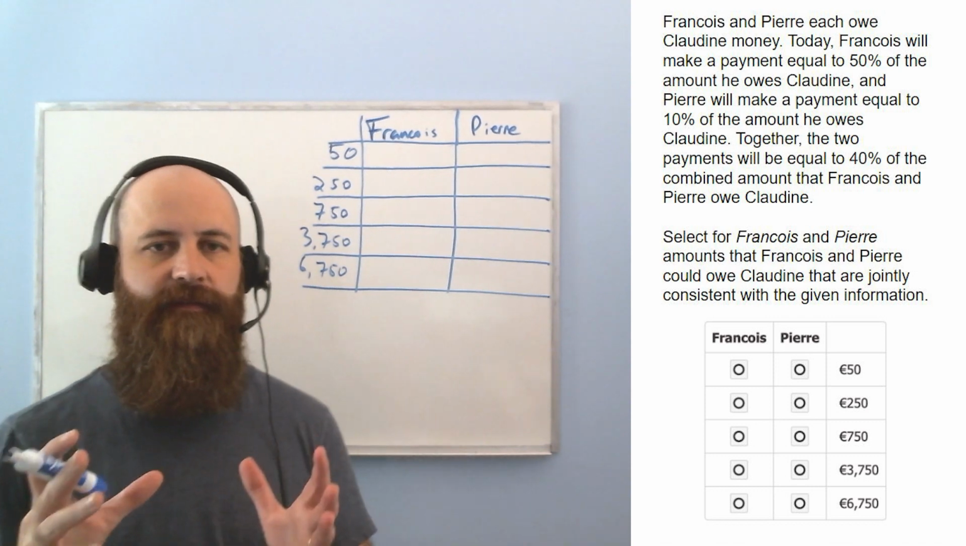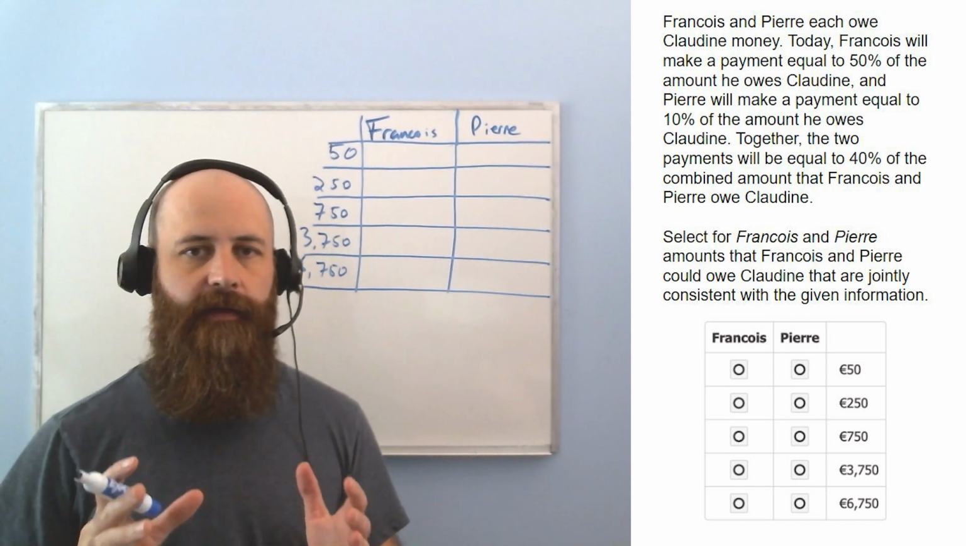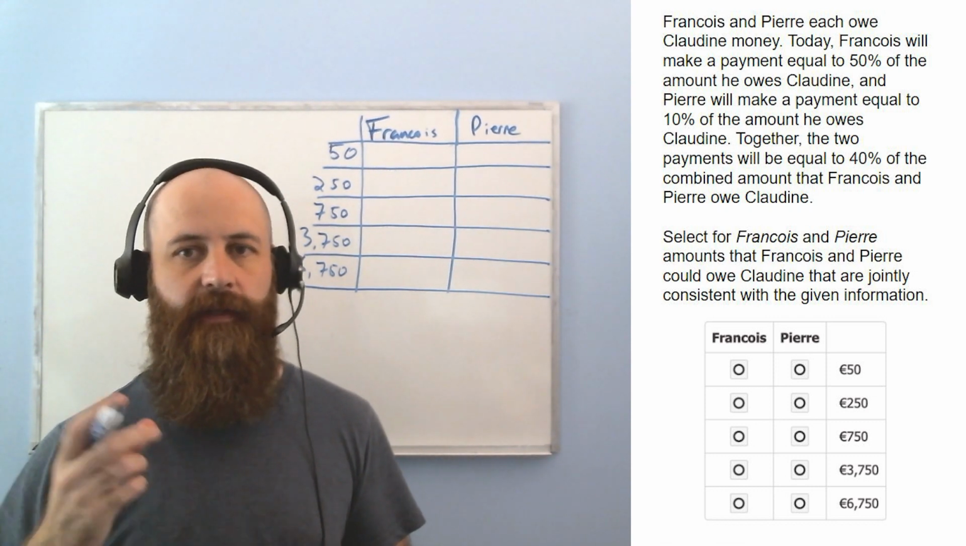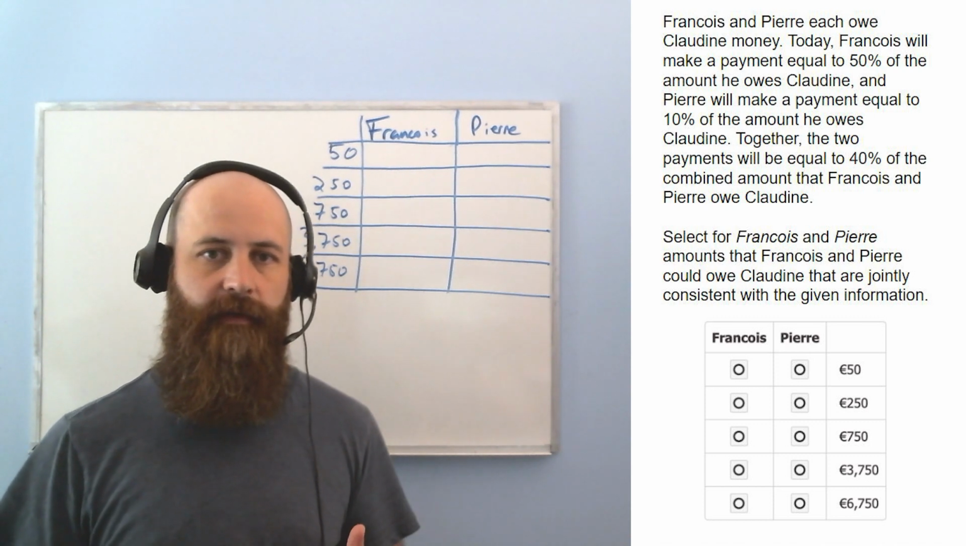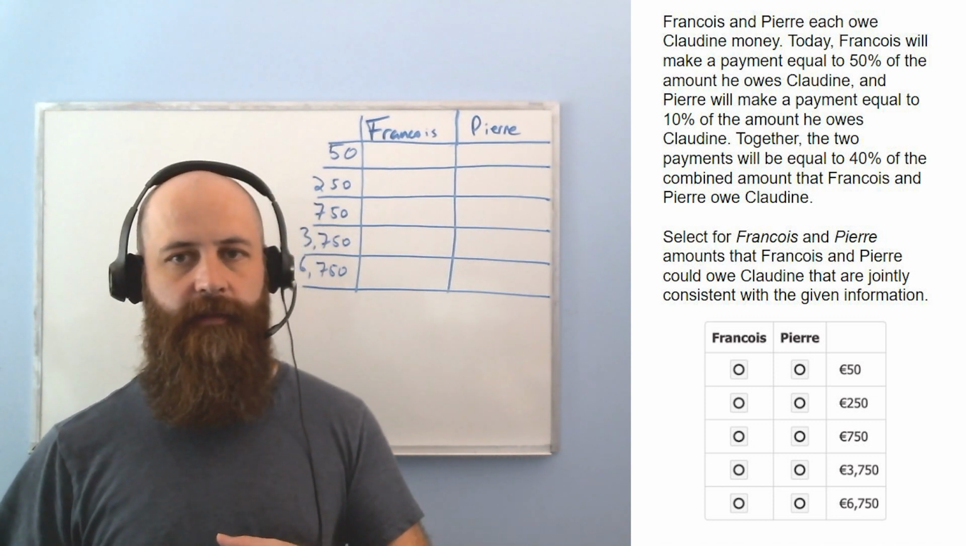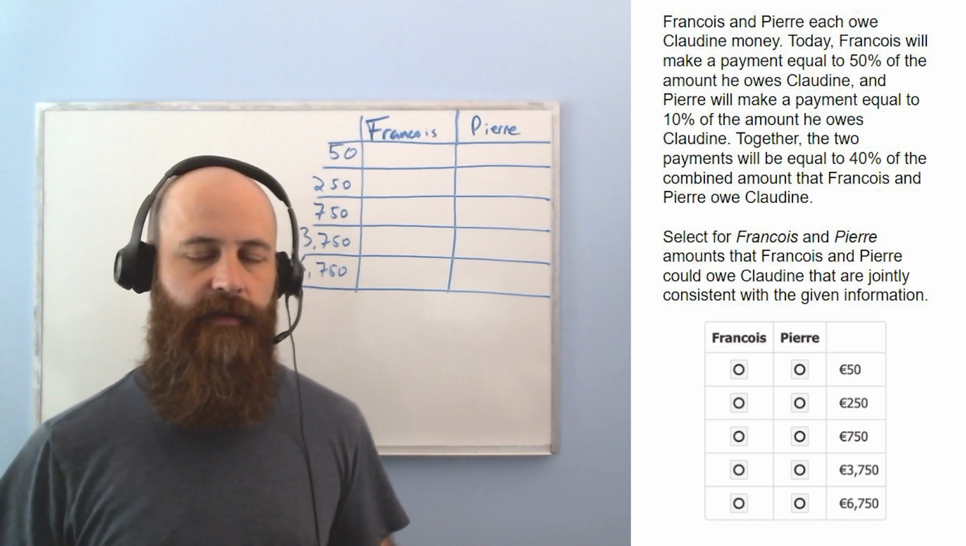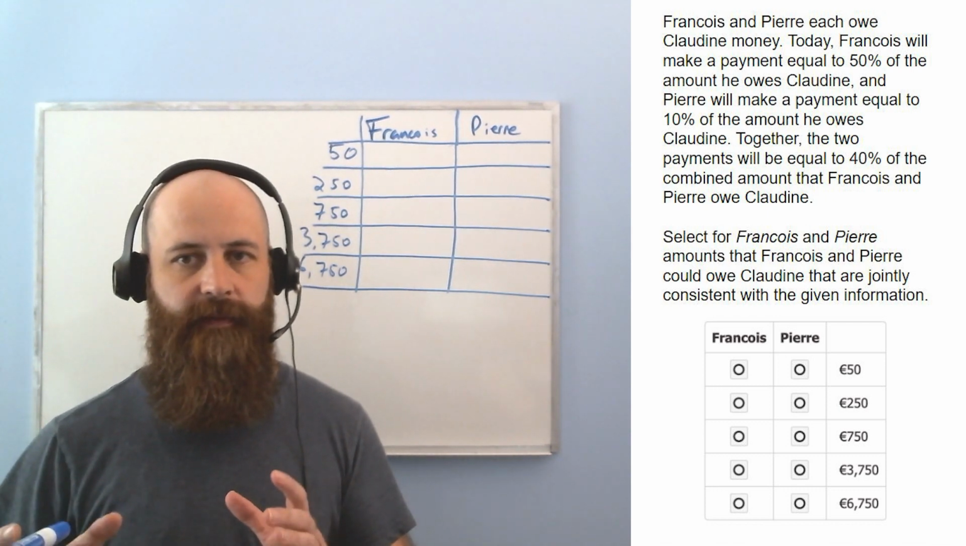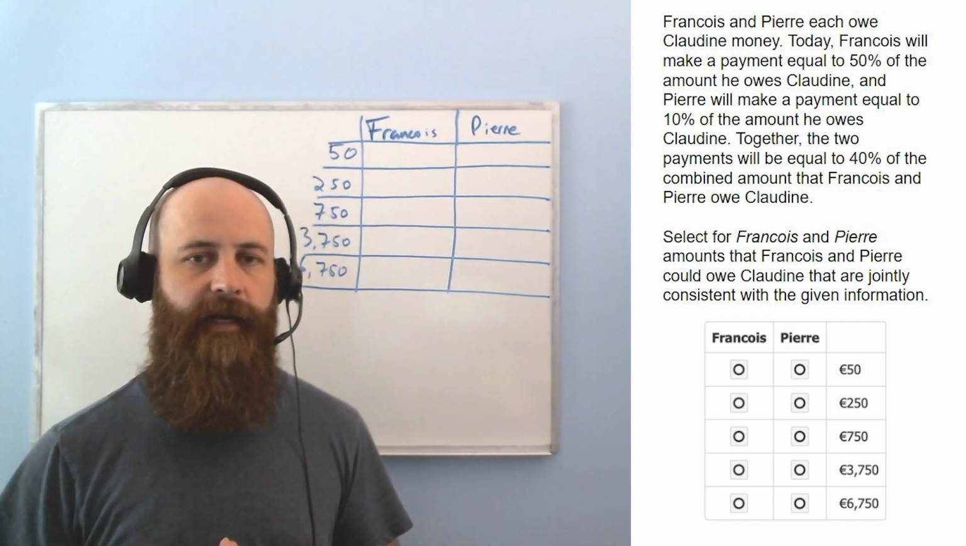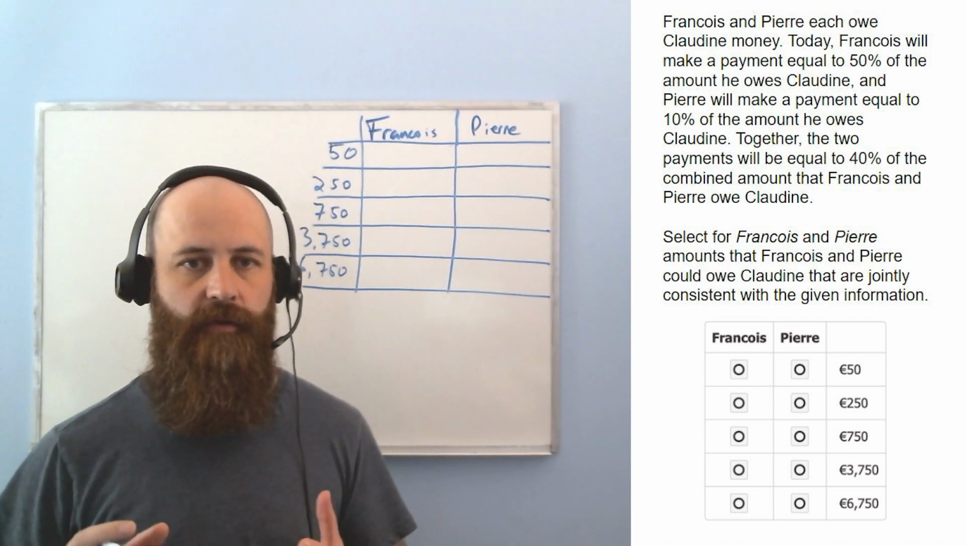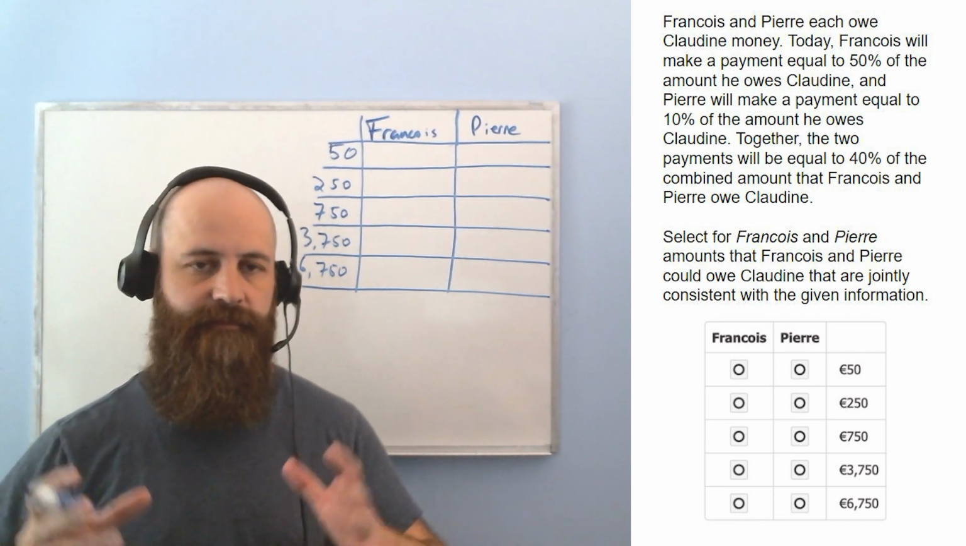All right, let's take a look at this first question. Francois and Pierre each owe Claudine money. Today, Francois will make a payment equal to 50% of the amount he owes Claudine, and Pierre will make a payment equal to 10% of the amount he owes Claudine. Together, the two payments will be equal to 40% of the combined amount that Francois and Pierre owe Claudine. Okay, great. So there's my setup.